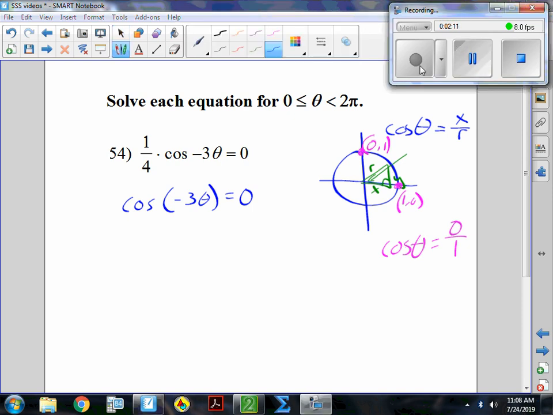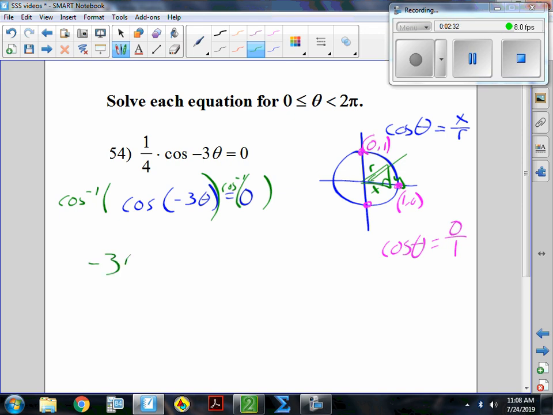That also means that cosine theta is going to equal 0 at 3 pi over 2, because that's going to be at 0, -1. So 0 divided by -1 is also 0. So at this point then, we take the inverse cosine of both sides. Inverse cosine of the cosine of negative 3 theta is negative 3 theta. Inverse cosine of 0 is pi over 2 and 3 pi over 2, or pi over 2 plus pi times n. So that's my general solution.